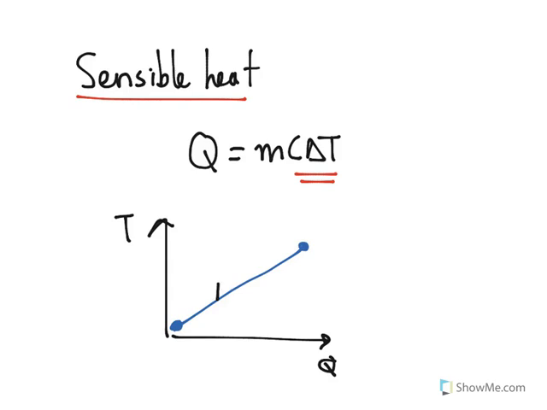And of course, this slope is going to be, for instance, the relationship between mass and heat capacity. So we have discussed heat in this tutorial, and we're going to talk more about it in a later tutorial.